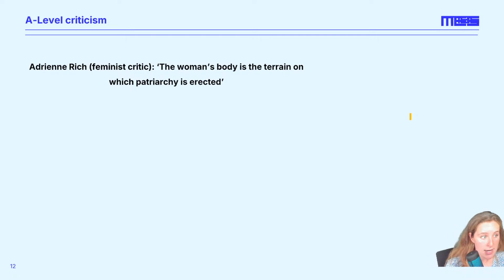Adrienne Rich says, the woman's body is the terrain on which the patriarchy is corrected. What does this mean? This means that in order for patriarchy to be built, women's bodies need to be the foundation. Now that can mean women's bodies as in control of their bodies. It can also mean their physical bodies are forced to be subjugated, sacrificed to the patriarchy in order for the patriarchy to continue.